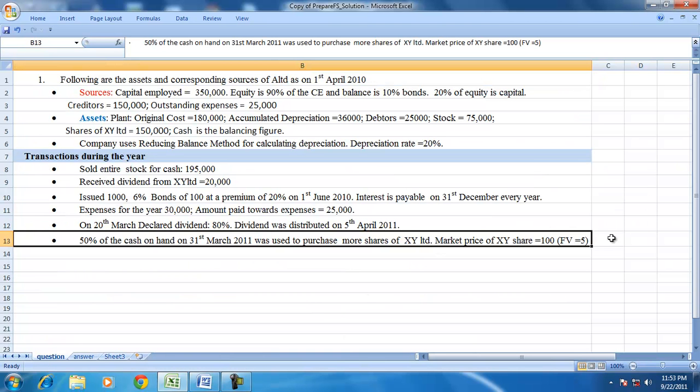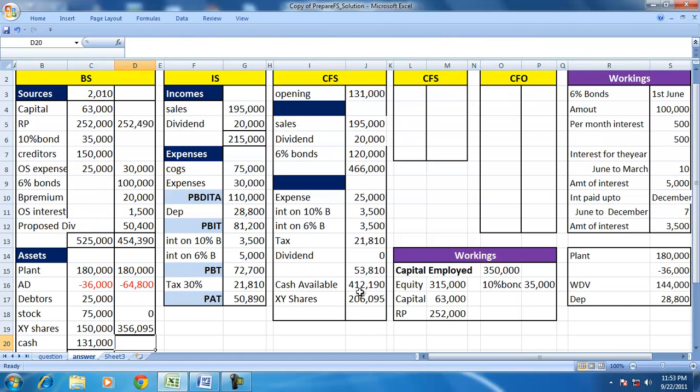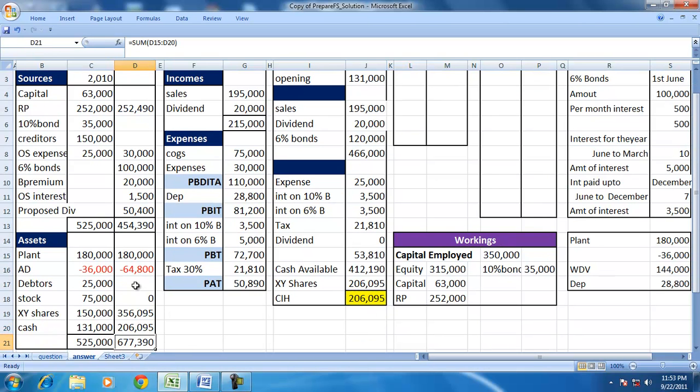Doesn't matter whether the market price is 100 or 5. Whatever is the money spent is the cost of the shares. Therefore, the shares will increase and cash will reduce. So cash in hand is 412 minus 206. So this is the cash in hand available after making all the payment and after making the investments. So the cash in hand will appear on the balance sheet. No change in the debtor, no change in capital, no change in the bond, no change in the creditor, so the balance sheet tallies.